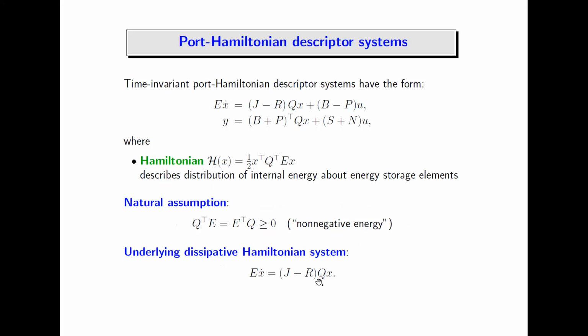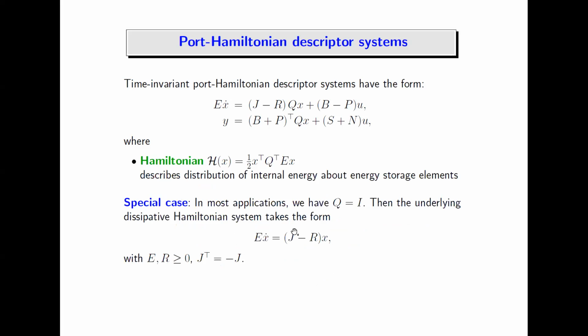So you end up with a pencil like this, and J is skew symmetric or skew Hermitian in the complex case. R is Hermitian positive semi-definite, and E and Q satisfy the relation given here. In many applications, actually, Q is just equal to the identity, and then the pencil simplifies, or the system simplifies to this structure here. So then both E and R are positive semi-definite, and J is skew symmetric.